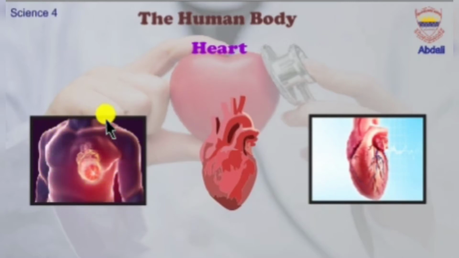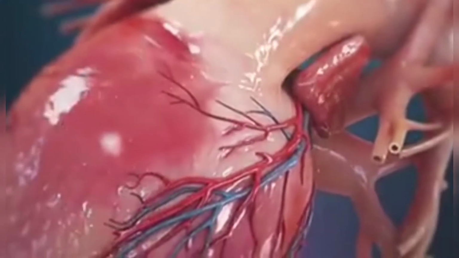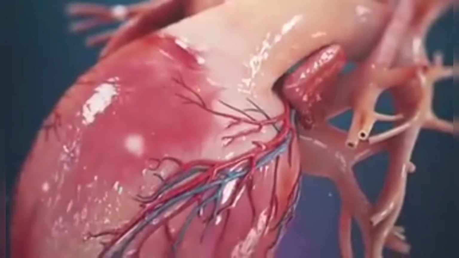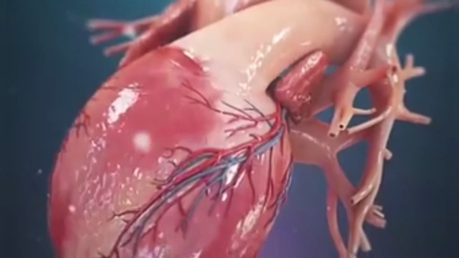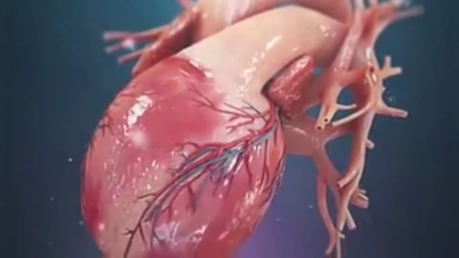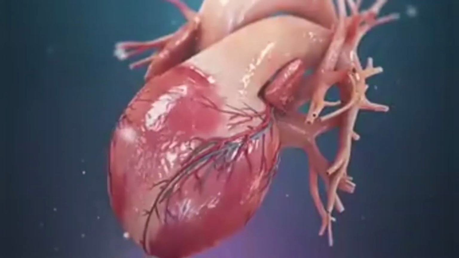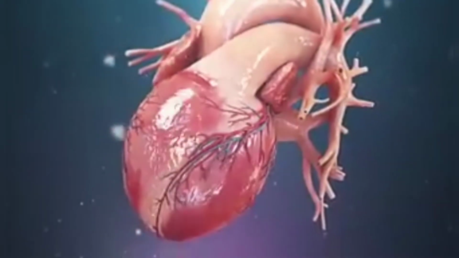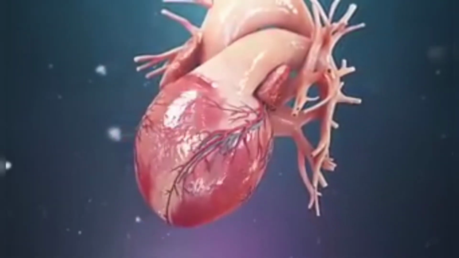Let's repeat it again. The heart is one of the major organs of the human body. It plays an important role in our body. Can you define the heart? The heart is a muscle, and the heart is one of the major organs of our body. It plays an important role in the human body.